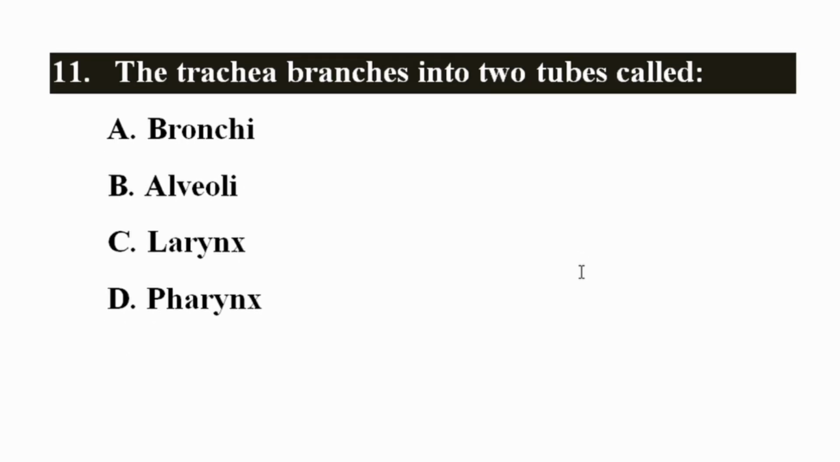The trachea branches into two tubes called... The right option is Alpha, bronchi. The trachea splits into the left and right bronchi, leading to the lungs.